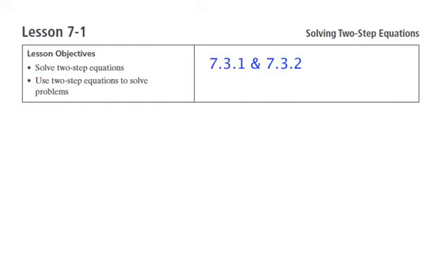Today's lesson is on solving two-step equations. We're going to be solving two-step equations and use two-step equations to solve problems. Our Indiana Academic Standards are 7.3.1 and 7.3.2. Standard 7.3.1 says, use variables and appropriate operations to write an expression, a formula, an equation, or an inequality that represents a verbal description. 7.3.2 says, write and solve two-step linear equations and inequalities in one variable and check the answers.